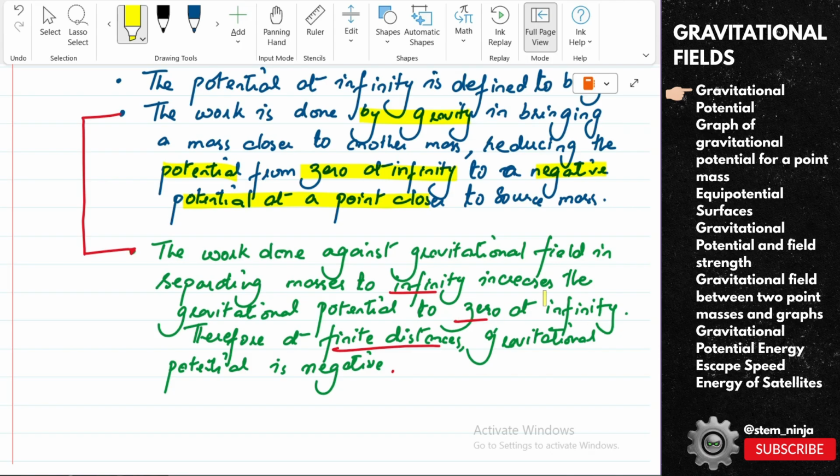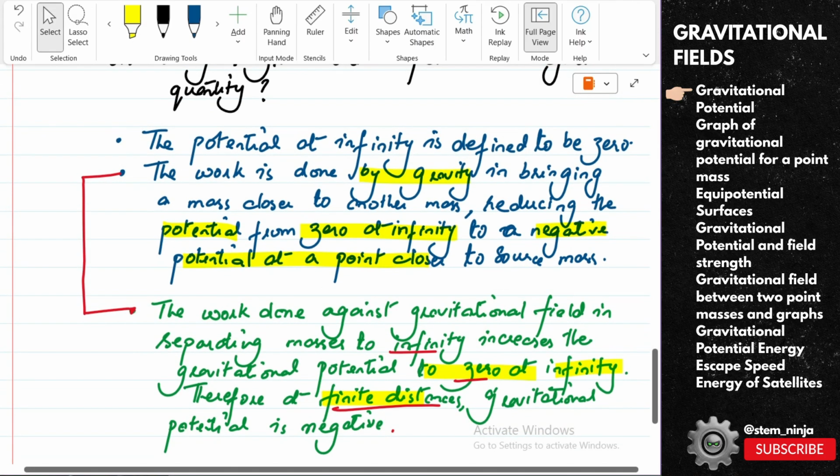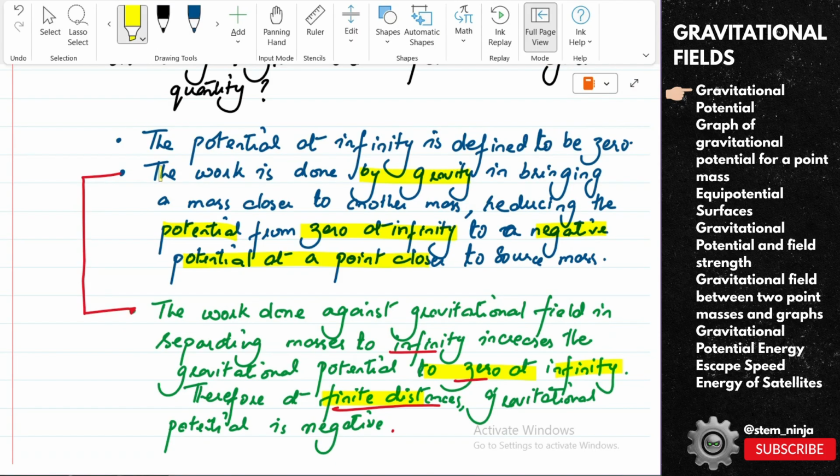But if you prefer work done against gravitational field and separating masses to infinity increases the gravitational potential to 0, you could also say work done against gravity in separating or moving a mass to infinity increases the gravitational potential to 0 at infinity. Therefore, at finite distances, gravitational potential is negative. So this is a very important point, question to remember.